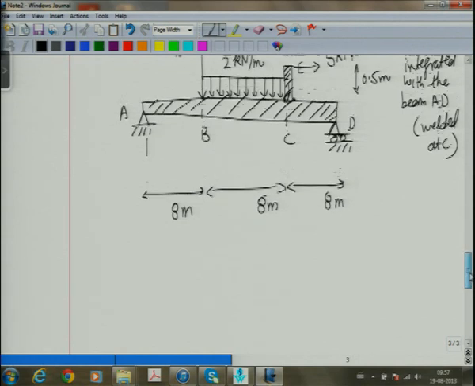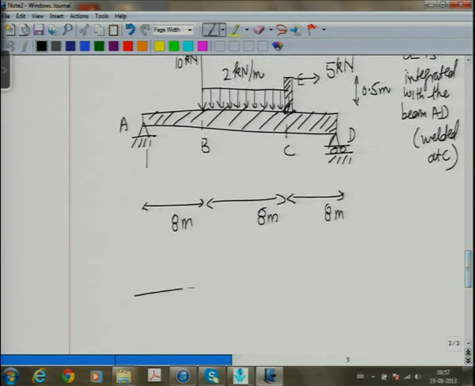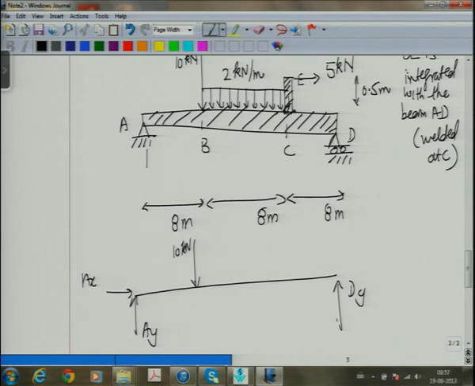Now how do we do this? The first thing we will do is draw the free body diagram of the beam, with AX, AY, DY, these are the unknown forces, and then we have 10 kilonewtons. Now, how much is the equivalent of the distributed force on BC? It will be 16 kilonewtons.